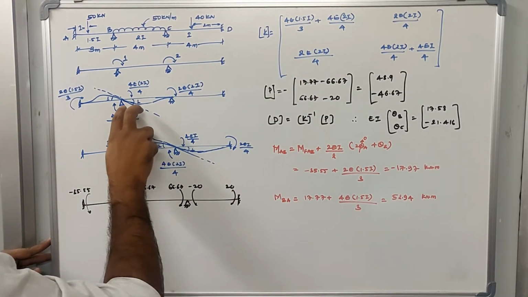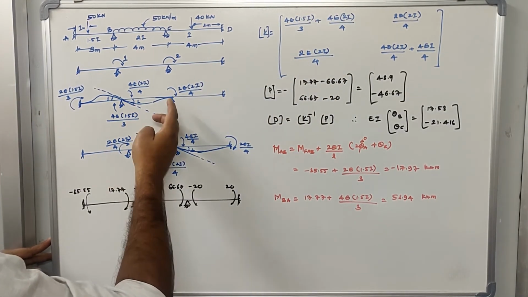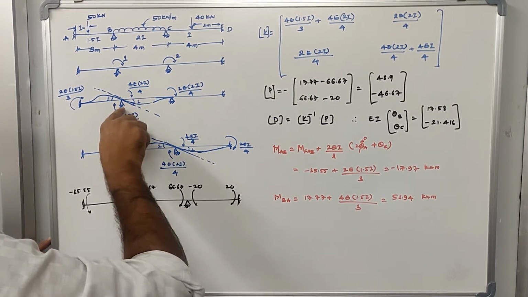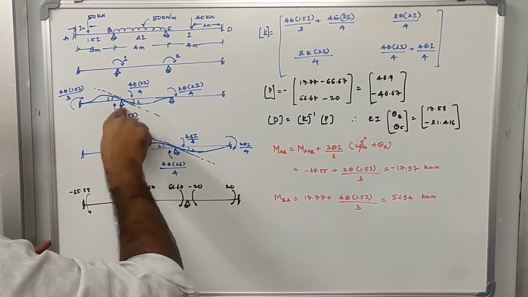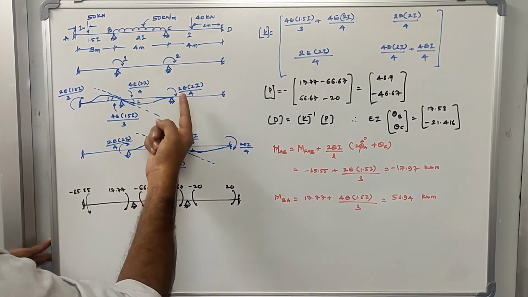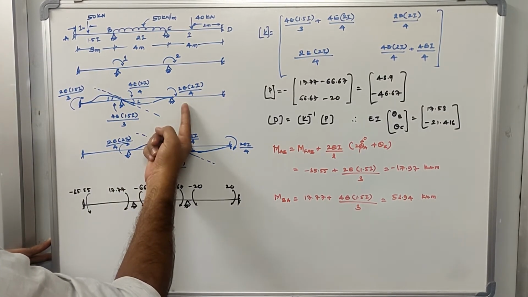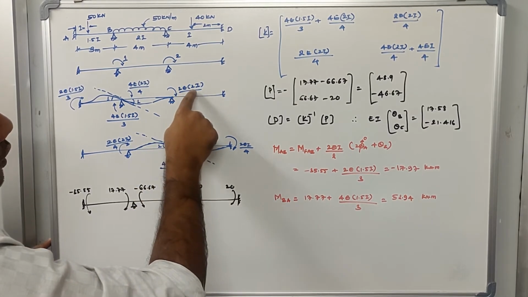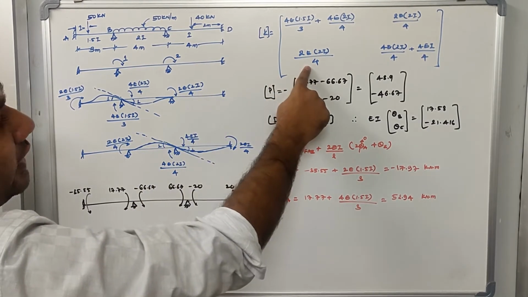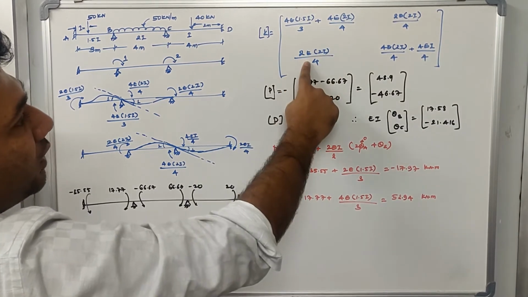Now you have to go for K21. What is K21? We have applied the unit rotation at the joint B, which is the first coordinate, and we are trying to find out how much moment is created at the second coordinate. So at the second coordinate, the moment that is created is 2E into 2I divided by 4. So I'll write here, K11 is over, K21 is over.